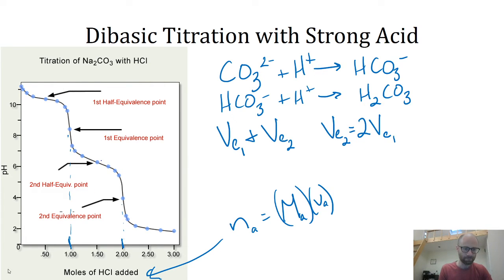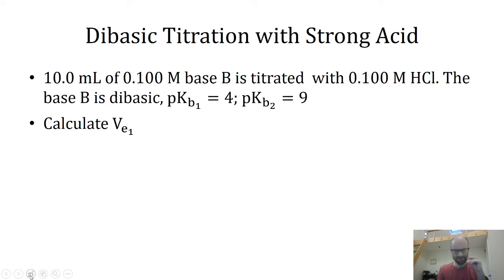So let's take a look at a problem and hopefully this will start to make a little bit more sense as we go along. We have our hypothetical base B that picks up 2 protons. They're telling you, based on the fact that there are 2 pKb values, that it's dibasic, so no need to do any guesswork.